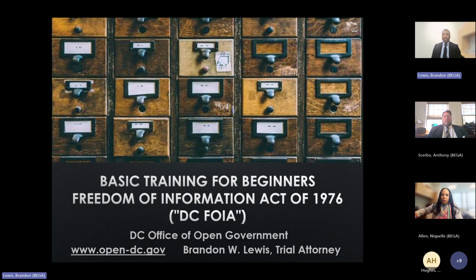The slides. The slides are visible. Thanks, Anthony.